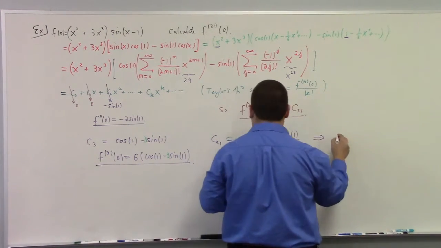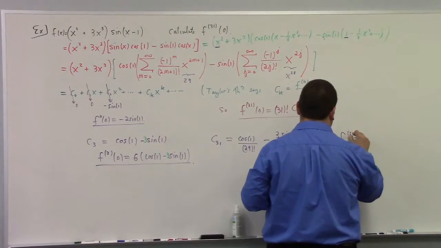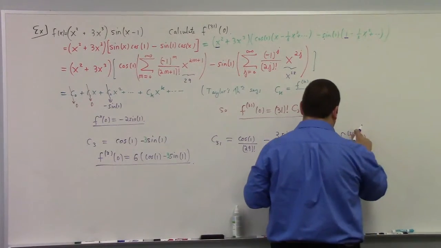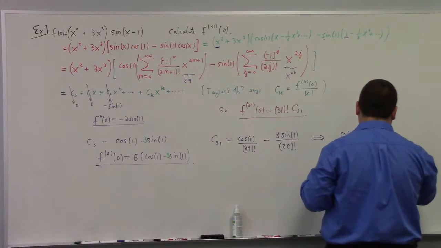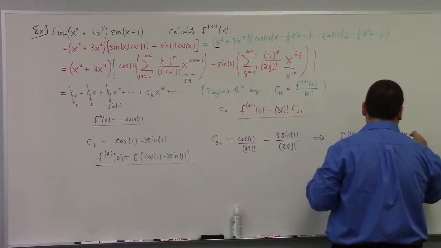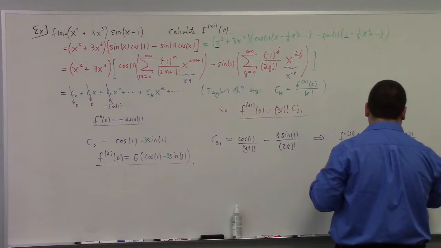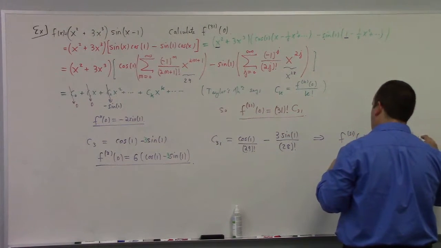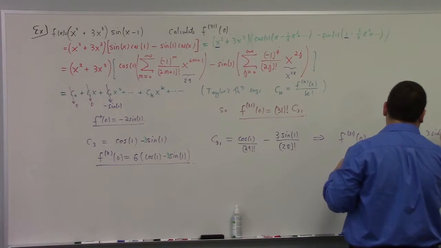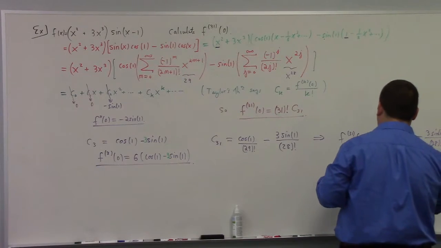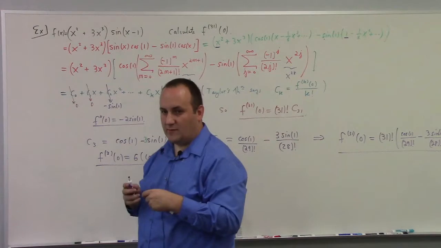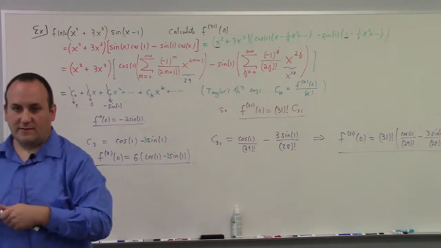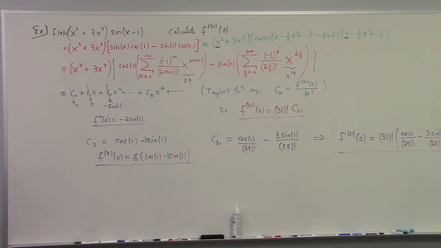So that tells me then that the 31st derivative at 0 is equal to 31 factorial times cosine of 1 over 29 factorial minus 3 times the sine of 1 over 28 factorial. I think the problem I put in your homework is considerably simpler than this, but these are the ideas, right?